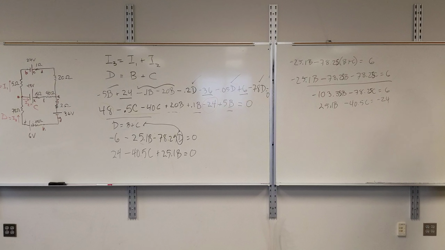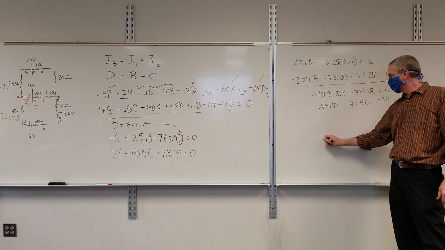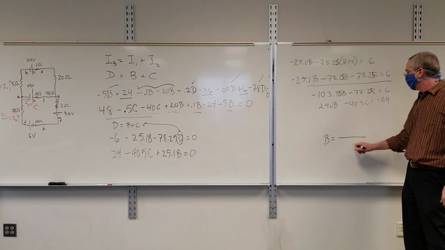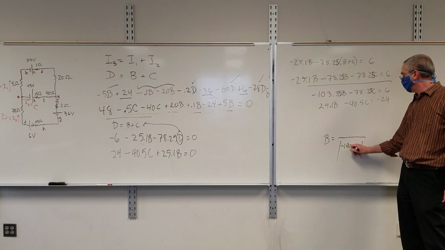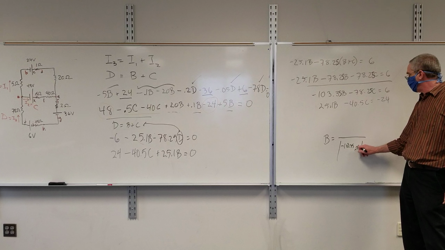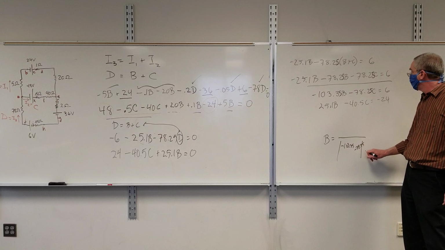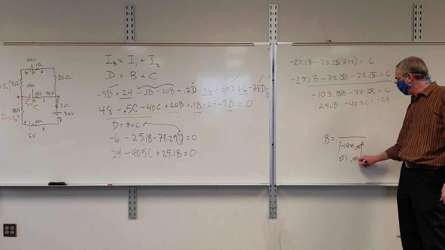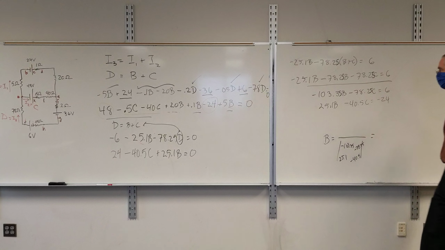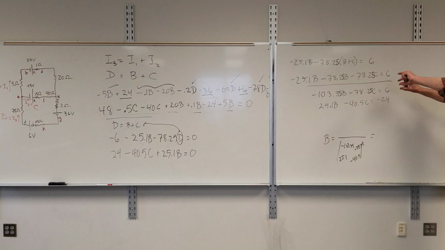So now to solve it, there are lots of different techniques. Let's do Cramer's rule, why not? My denominator for B will be 103.35, negative 78.25, 25.1, and negative 40.5. So I just took the coefficients of the B and C terms. Quick check, make sure I didn't mistype.